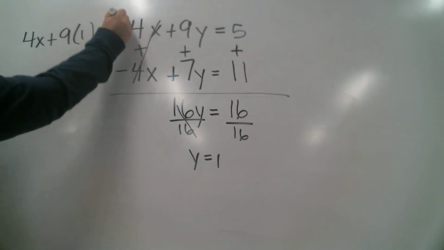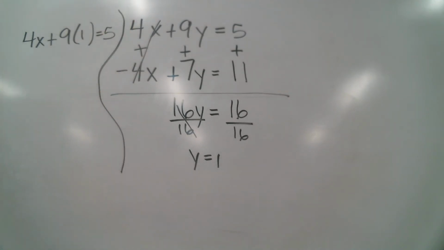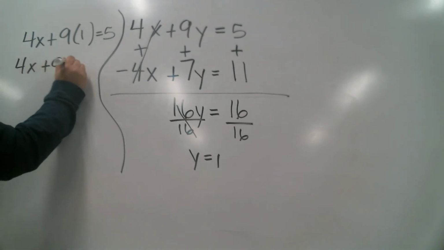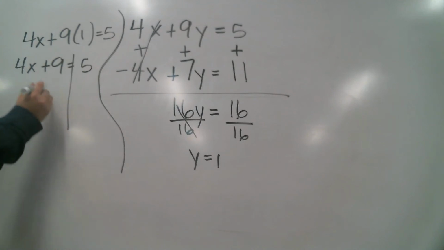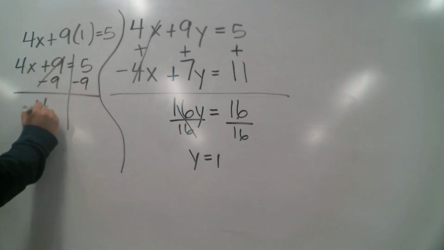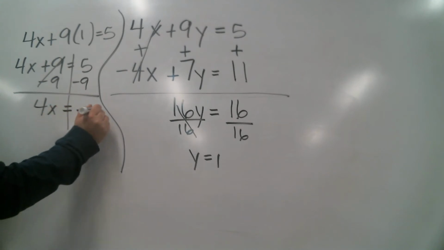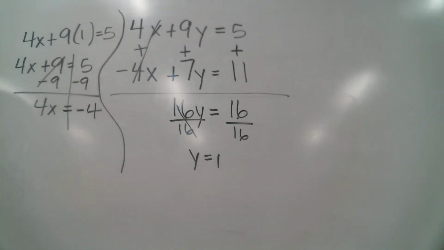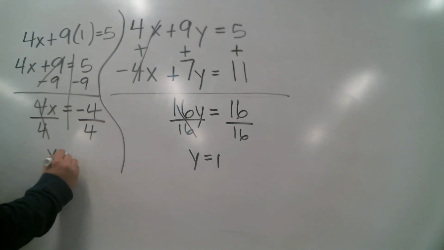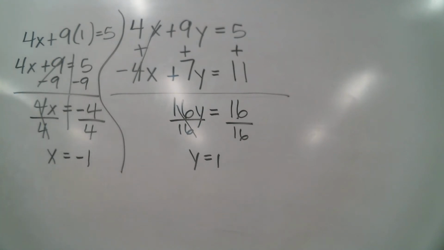And I draw a line through there. Okay. So 4x plus 9 equals 5. When I subtract the 9, I get 4x equals negative 4, because 5 minus 9 is negative 4. And then when I divide by 4, I end up with x equals negative 1.